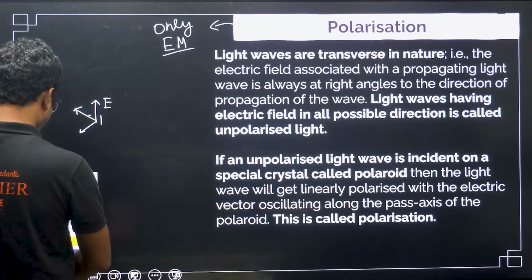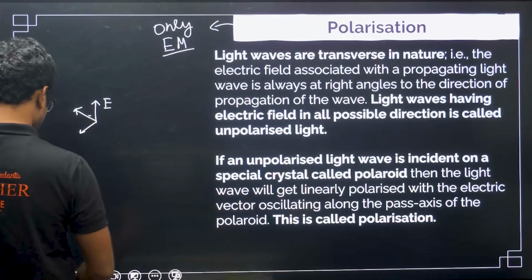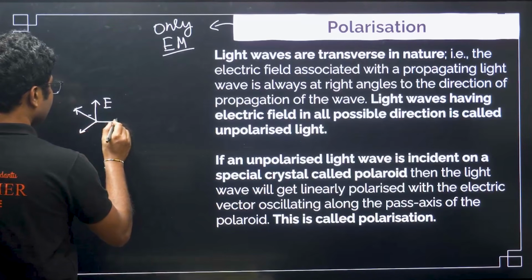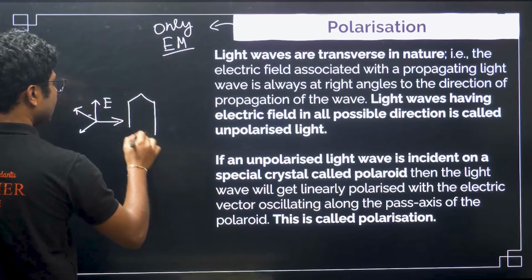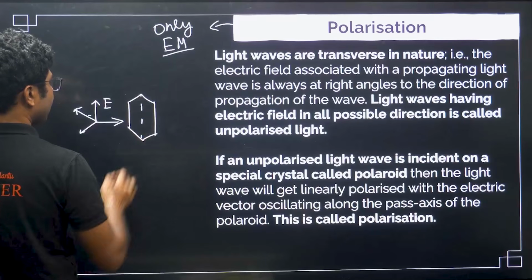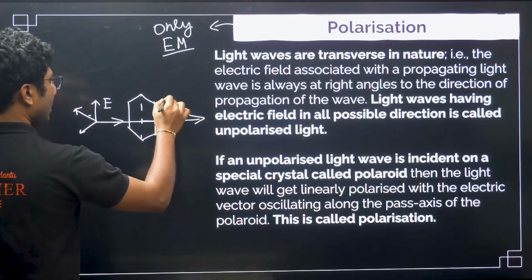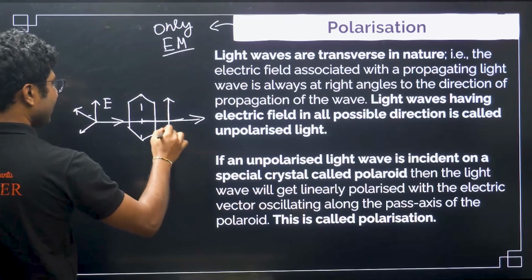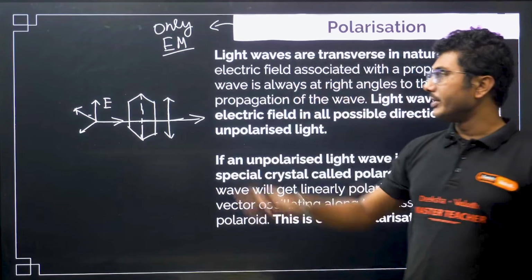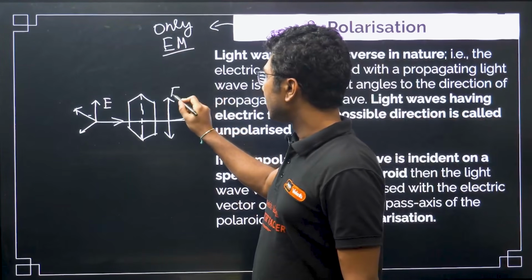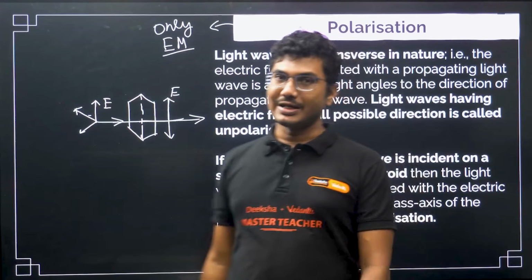Suppose this is the original light, and it is allowed to pass through a tourmaline crystal. This is the path axis. Once the light passes through it, after coming out of the crystal, only the electric field which is parallel to this axis will remain. All other electric fields will vanish.